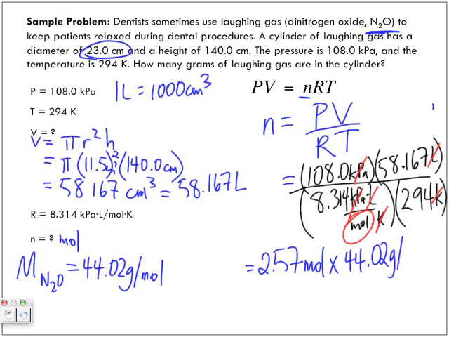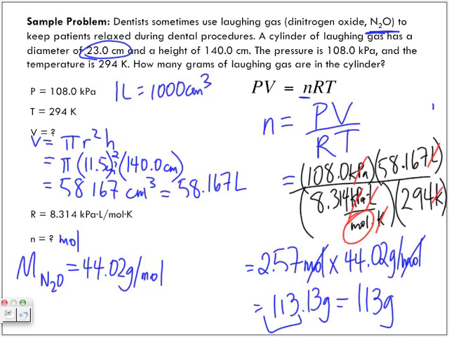So we've got 2.57 moles multiplied by our molar mass, which is 44.02 grams per mole. Notice moles cancel out to give us our mass, and our mass comes out to 113.13 grams. We want 3 significant digits, so it's equal to 113 grams of laughing gas in the cylinder.